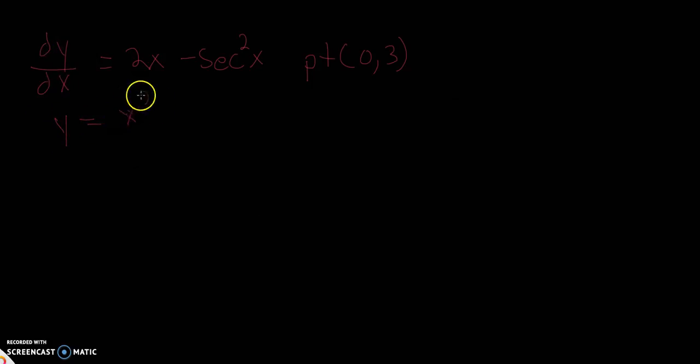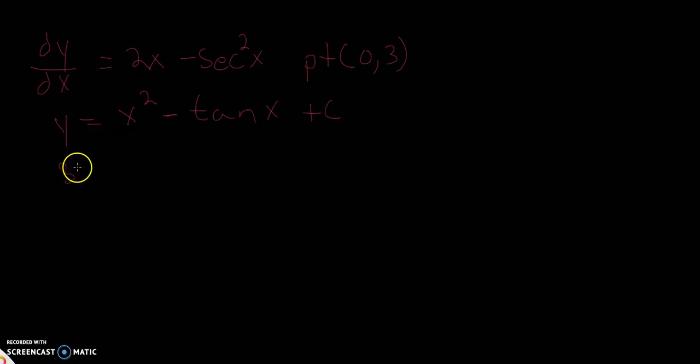In this video, we're going to deal with handling discontinuity initial value problems. The first question is: find a particular solution to the equation dy over dx equals 2x minus secant squared x, whose graph passes through the point 0, 3. So the point that it passes through is 0, 3. The antiderivative of dy over dx is y equals x squared minus tangent x plus c.